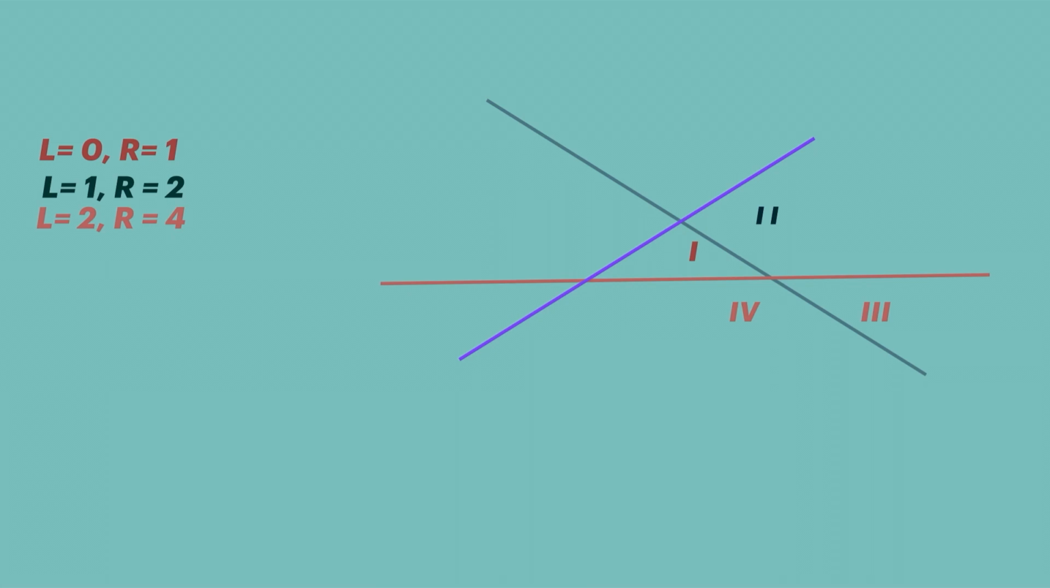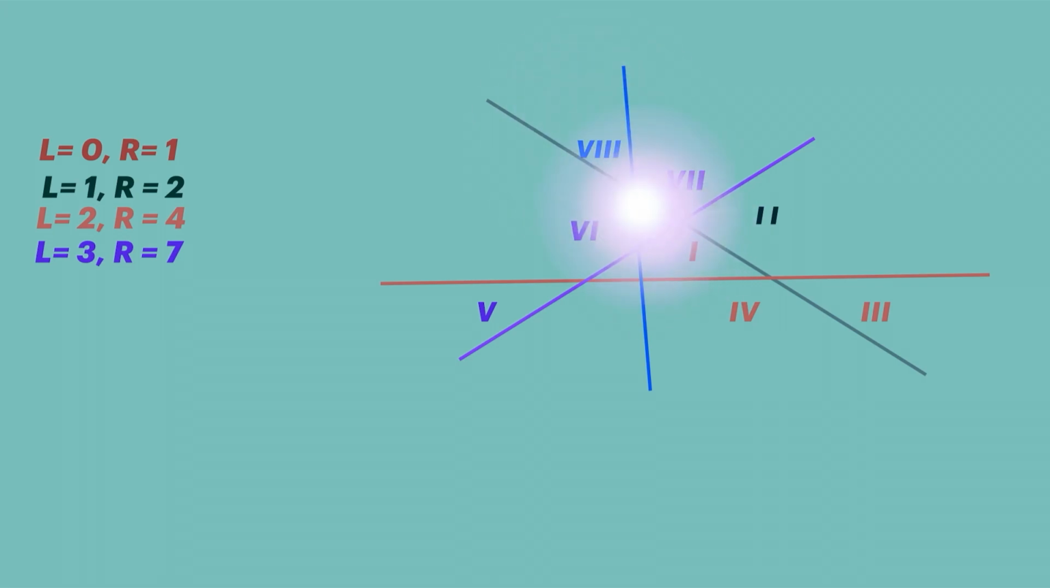And with three lines, the number of regions created is 7: 1, 2, 3, 4, 5, 6, 7. So when the number of lines is 3, the number of regions is 7. And for the fourth line drawn, the number of regions is 8, 9, 10 and 11. So for four lines, the number of regions is 11.